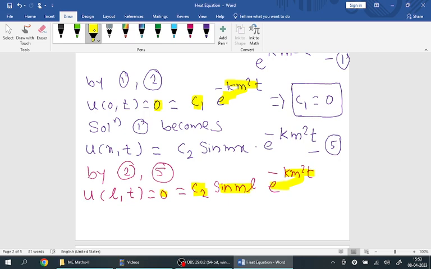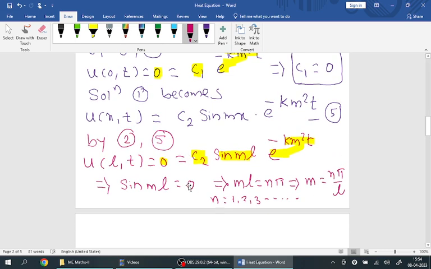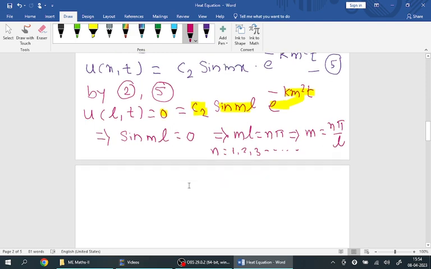So we are left with only one thing, and that is sine ml should be 0. Now if sine theta is 0, then theta is n pi. So ml should be n pi, and so m is n pi by l, where n takes the values 1, 2, 3, and so on. There are infinitely many values because sine theta is 0 for n pi, where n should be an integer.